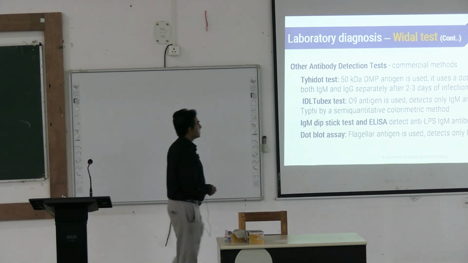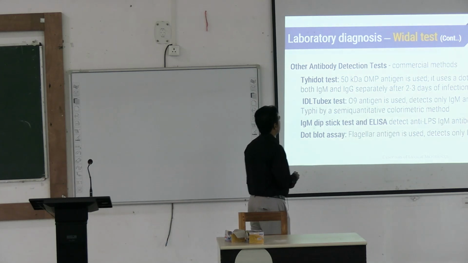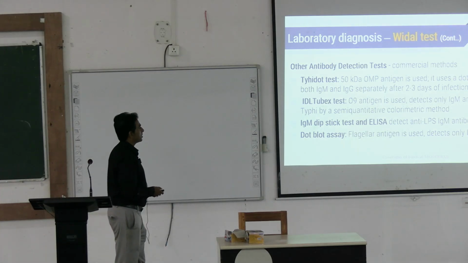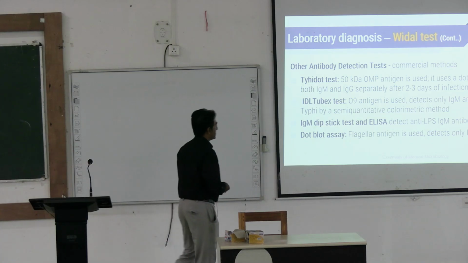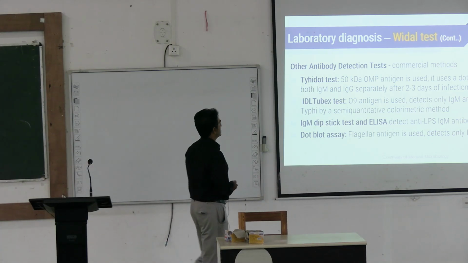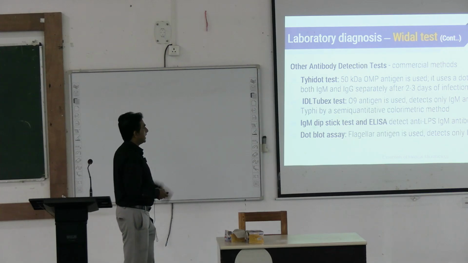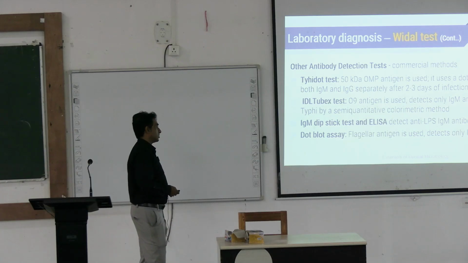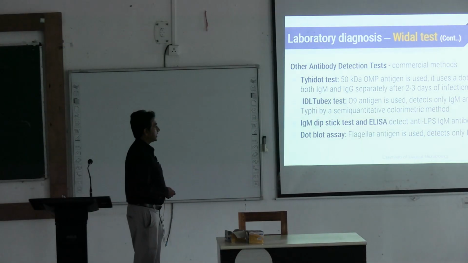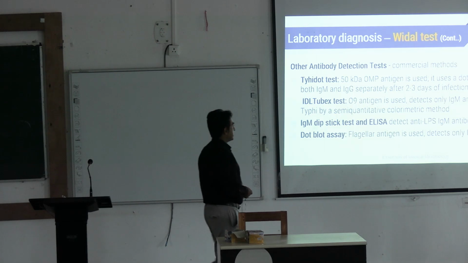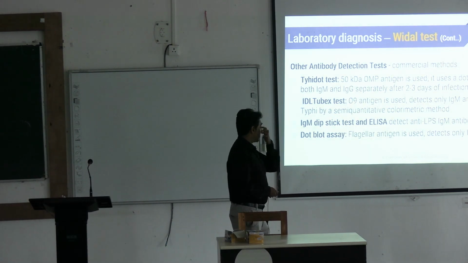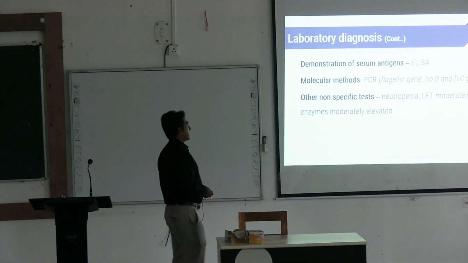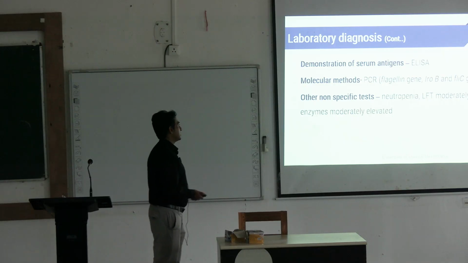What are the other antibody detection tests? Typhidot test: here a 50 kilodalton outer membrane protein (OMP) antigen is used. It uses a dot ELISA format to detect both IgM and IgG separately after 2 to 3 days of infection. Tubex test: O9 antigen is used, detects only the IgM antibodies against typhi by a semi-quantitative colorimetric method. IgM dipstick test and ELISA detect the anti-LPS IgM antibodies. Dot blot assay: the flagellar antigen is used, detects only the IgG antibodies. Other tests include serum antigen ELISA and molecular methods, that is PCR, flagellin gene and other genes.